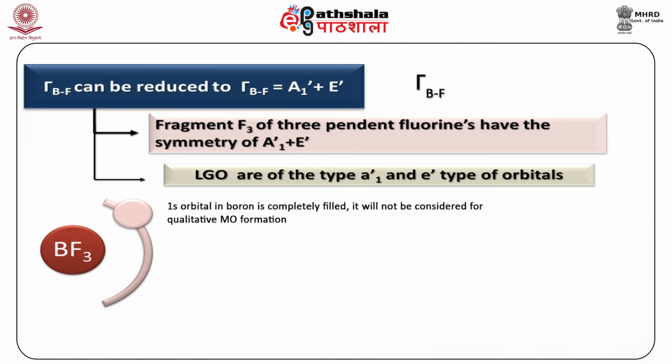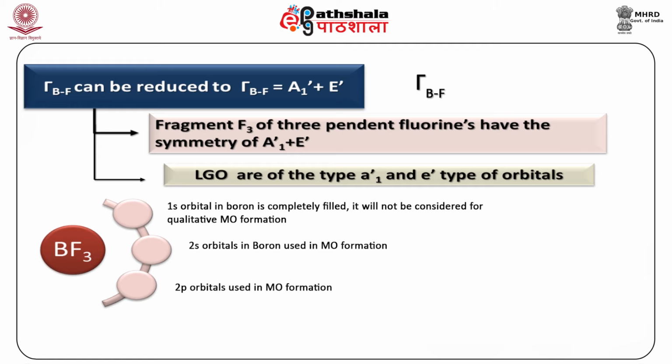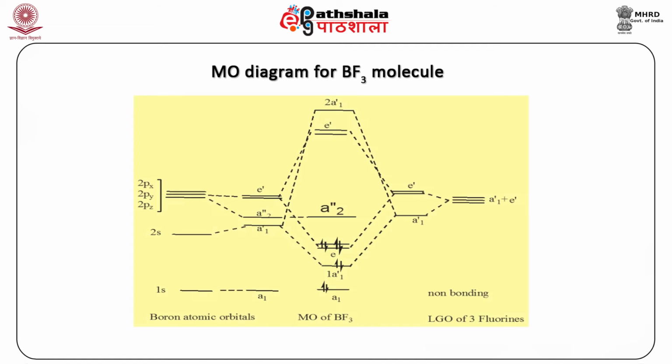The 1s orbital in boron is completely filled up and it will not be considered for qualitative molecular orbital formation of the BF3 molecule. The 2s and 2p orbitals in boron are used in molecular orbital formation. Lastly, using ligand group orbitals of A1 dash and E dash type on the right hand side of the diagram and the symmetry of the atomic orbitals of the boron atom on the left hand side, and matching the symmetry and taking energy considerations into account, the molecular orbital diagram for the boron trifluoride molecule has been constructed as shown in the figure.